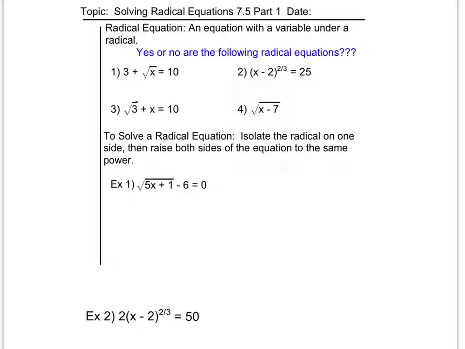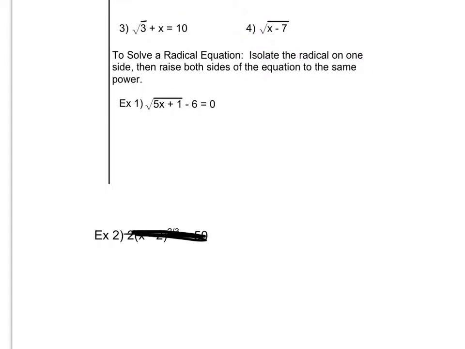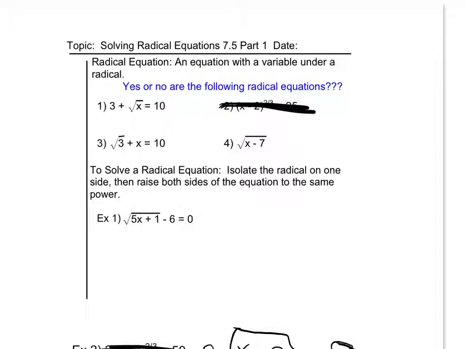So that being said, I'm going to cross out this number 2 here, and I'm going to cross out this number 2 down here, and I'm going to change it a little bit. I'm going to change it to be 2 times the square root of x minus 2 equals 50. That being done, now I'm going to talk about what a radical equation is. It's an equation with a variable under a radical.